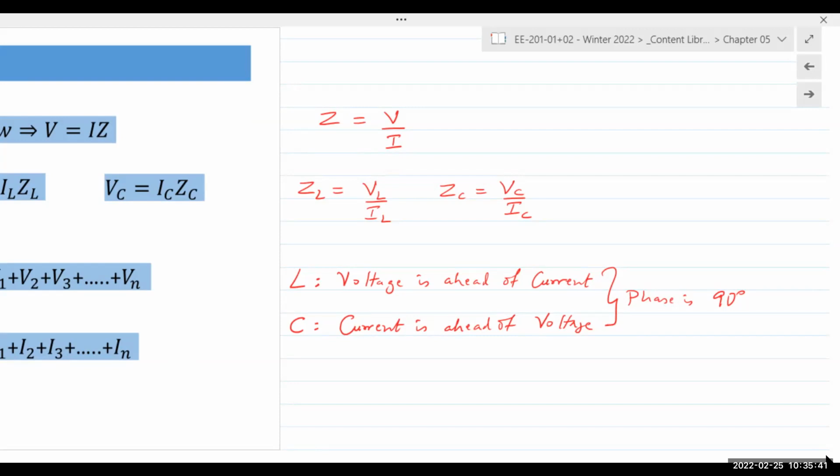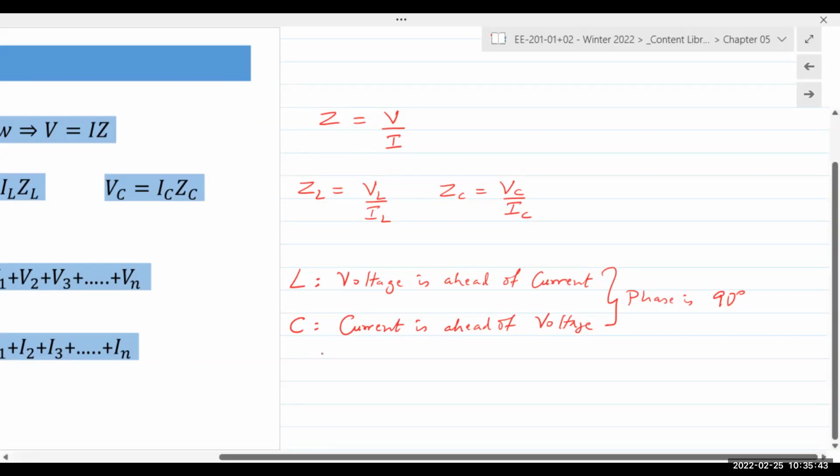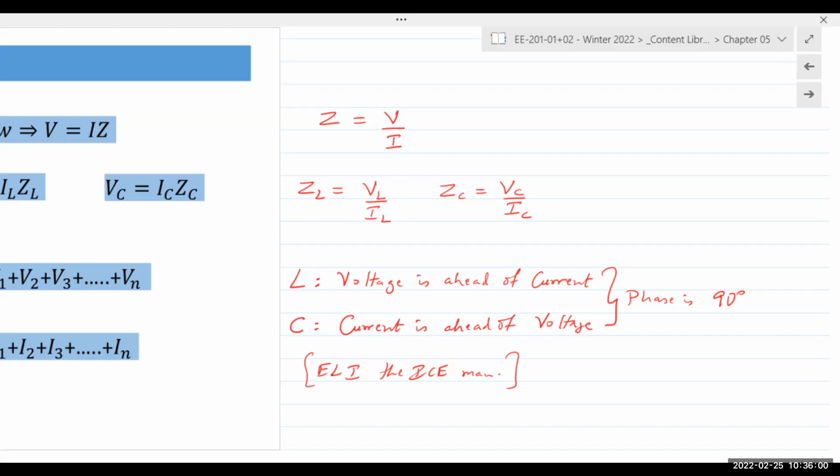There's a mnemonic that I use that helps me remember which is which. Anyone hear this before? ELI the ICEman, named after Eli Manning because he's got ice in his veins. Not really. This mnemonic's been around for a long time.